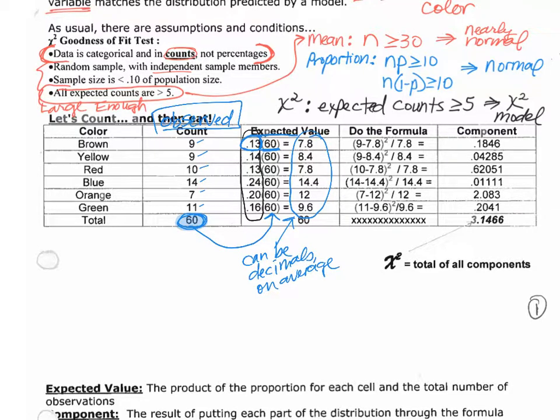All right, so that's what it means when it says expected counts have to be greater than or equal to 5. So did my information meet the conditions of large enough? Yes, because all of my expected counts are greater than or equal to 5.